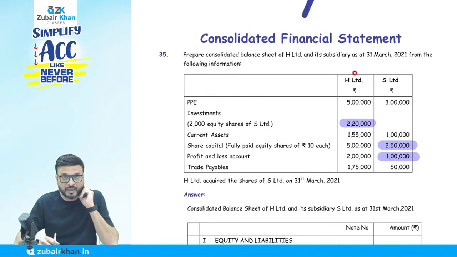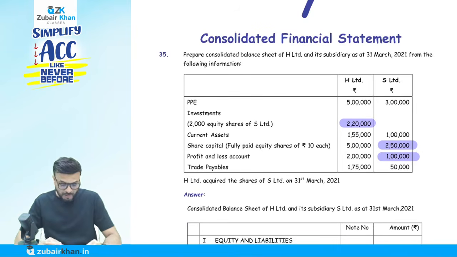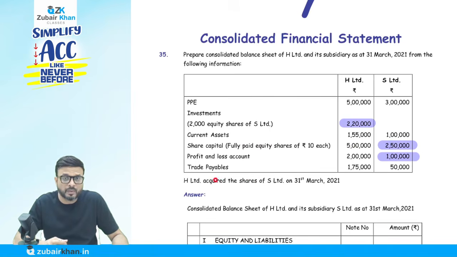First of all, they give you the balance sheet of the holding company, H Limited, and its subsidiary company, S Limited. Now, PP is 5 lakh, 3 lakh. Investment: 2000 equity shares of S Limited, that is, the holding company purchased 2000 equity shares in the subsidiary company. What is the cost? 2,20,000. Then current asset 1,55,000 and 1 lakh. Share capital, fully paid up equity shares of rupees 10 each, that is 5 lakh, 2,50,000. Profit and loss account 2 lakh, 1 lakh. Trade payable 1,75,000, 50,000. H Limited acquired the shares of S Limited on 31st of March 2021.